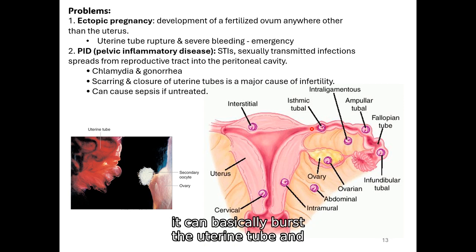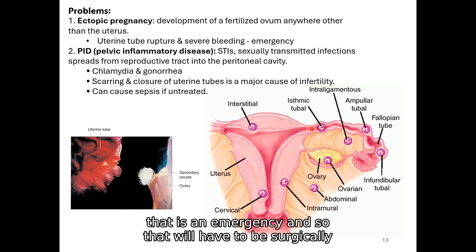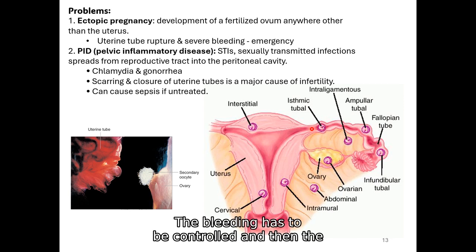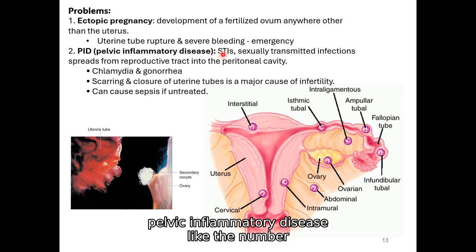As it gets larger, though, it can basically burst the uterine tube, and so rupture it, and that can cause severe bleeding. So that is an emergency, and the bleeding has to be controlled surgically, and then the tube may or may not be able to be repaired.